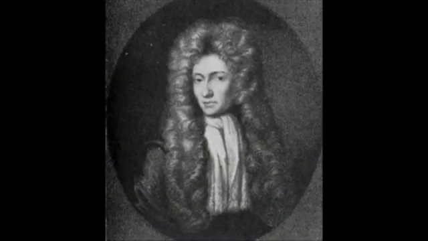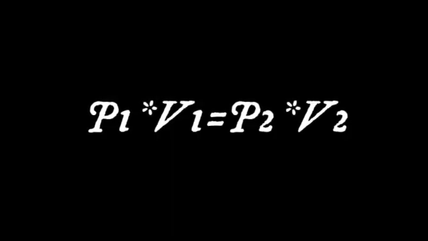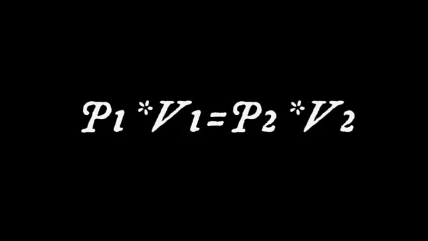Boyle's law states that the initial pressure times the initial volume will always be equal to the final pressure times the final volume. Charles' law states that the initial volume over the initial temperature will always be equal to the final volume over the final temperature.